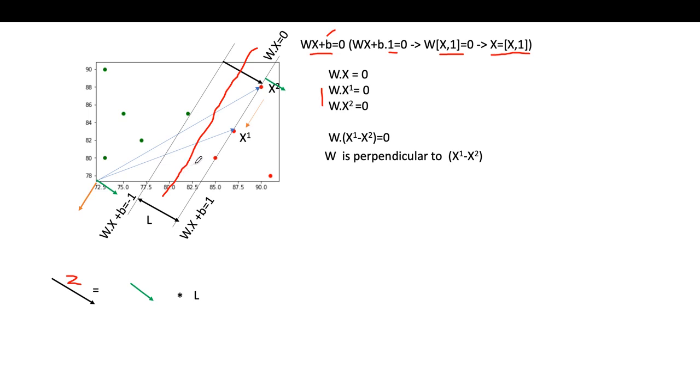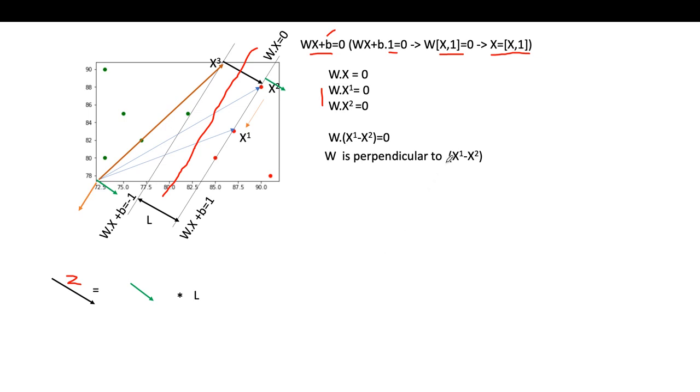And if we can find w, then we will get the equation of this line, which is wx plus b equals 0. And w and b we have to find. So how do we do that? Let's see. We know z equals L times the w vector.